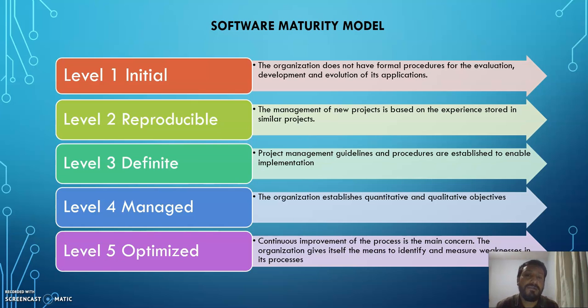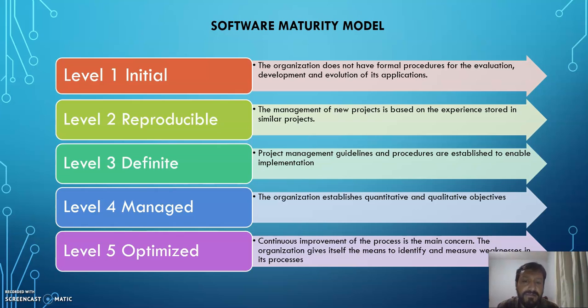Level 2, reproducible. The management of new projects is based on the experience stored in similar projects. The human resources department guarantees the durability of knowledge within the limits of people's presence within the organization. Level 3, defined. Project management guidelines and procedures are established to enable implementation. A training program has been implemented within the organization to ensure that users and specialists acquire the knowledge and skills necessary to assume the roles assigned to them.